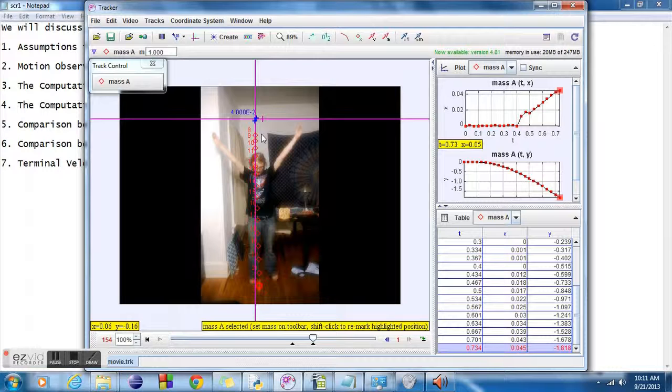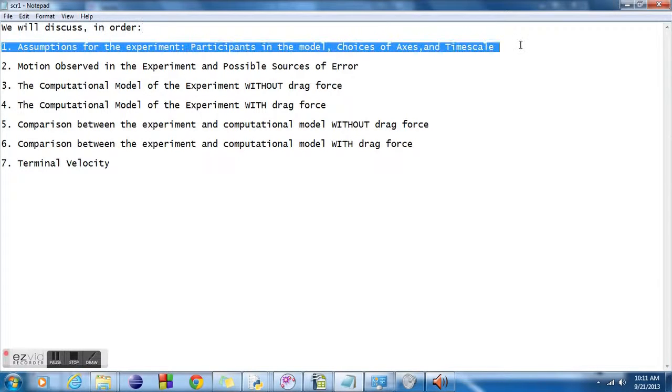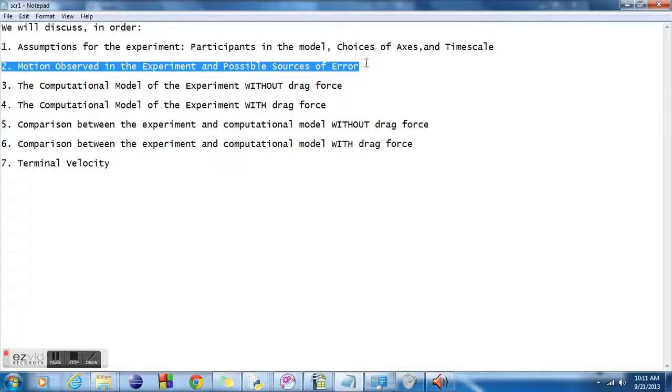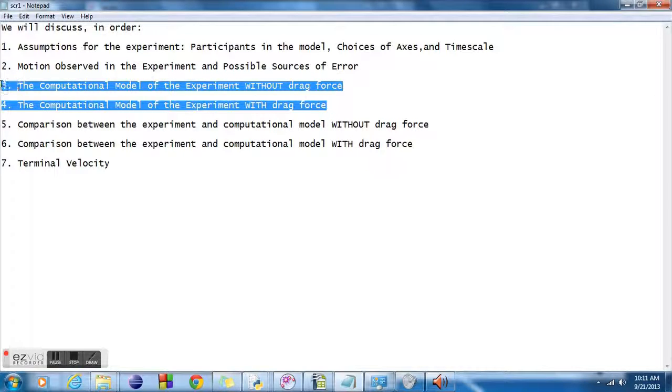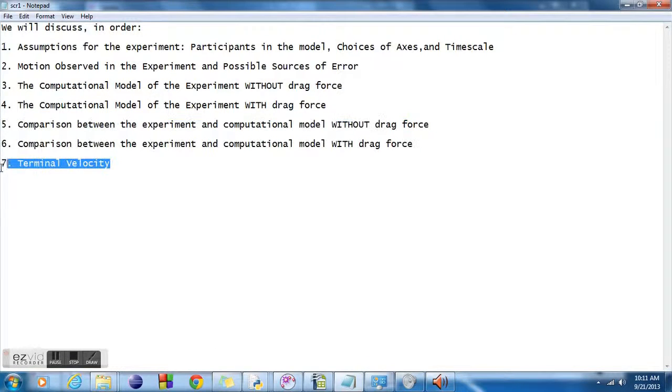Today I'm going to discuss an experiment I conducted concerning an object falling downwards subject to Earth's gravitational field and a force I will describe called drag force. We'll discuss in order: assumptions for the experiment, such as participants in the model, choice of axes and timescale; motion observed in the experiment, and possible sources of error; the computational model of the experiment without and with drag force; comparison between the experiment and computational model without and with drag force; and the concept of terminal velocity.